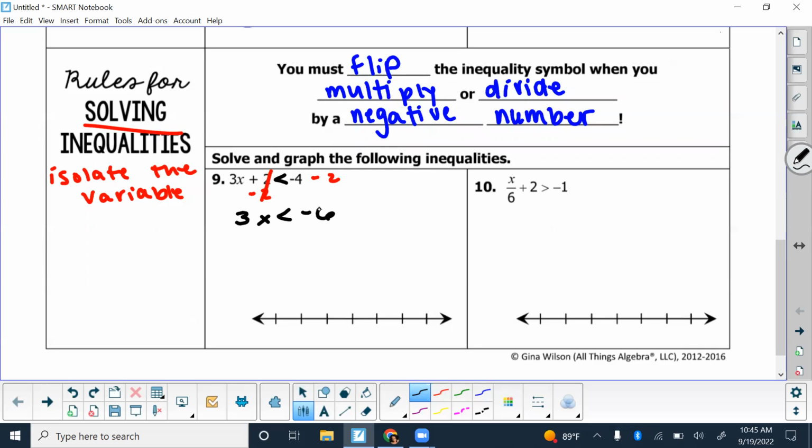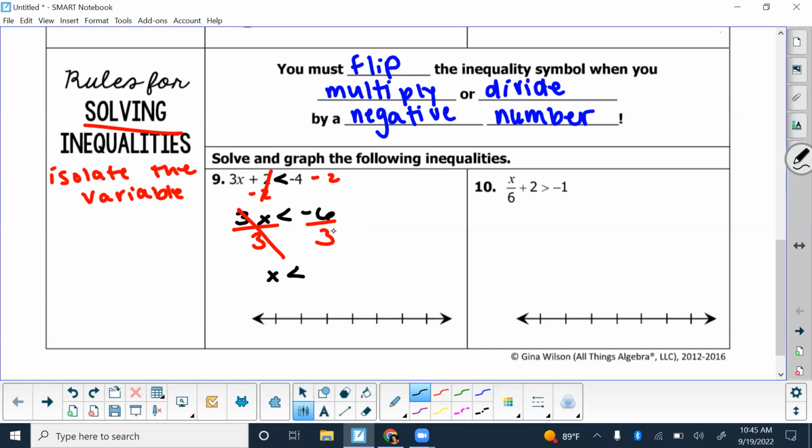Now keep going. How can I cancel out the multiplying by 3? Divide by 3. Whatever you do on one side, do to the other side. Do I need to flip the symbol for that? No, because did I divide by a negative on each side? No, I divided by a positive. So the symbol stays the same. Yeah, there's a negative number over here, but that doesn't matter. It matters when you do it on each side.